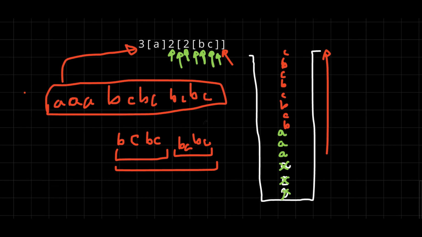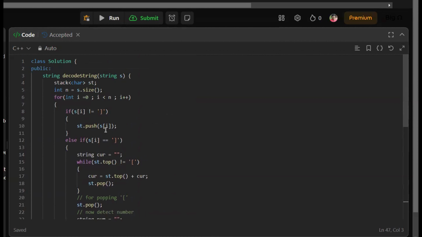Now I hope you understand the algorithm, how you can solve this problem by using the stack data structure. Now let's move on to the code. Now let's understand the code. Here we are given a function named decodeString, which has a string parameter. Now here we are using one stack and we have to iterate over each character from left to right.